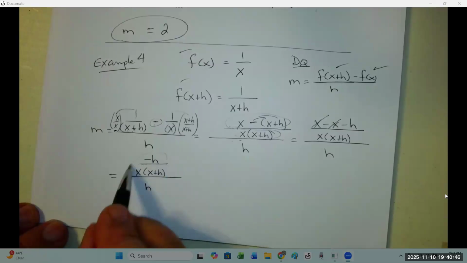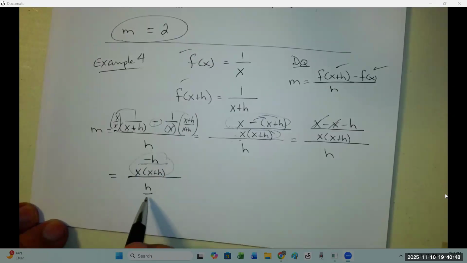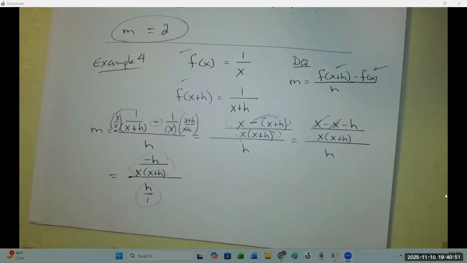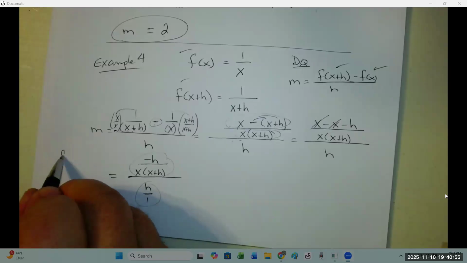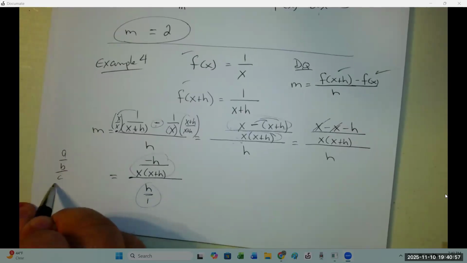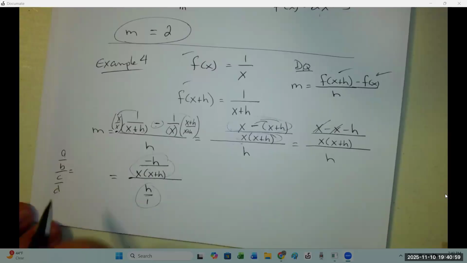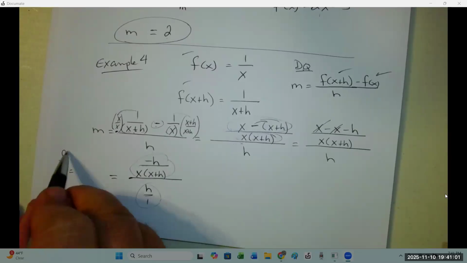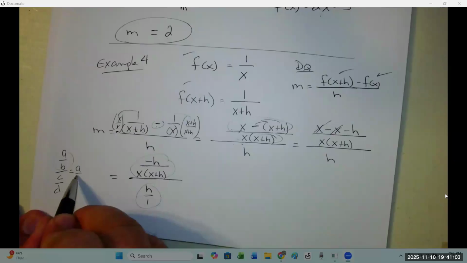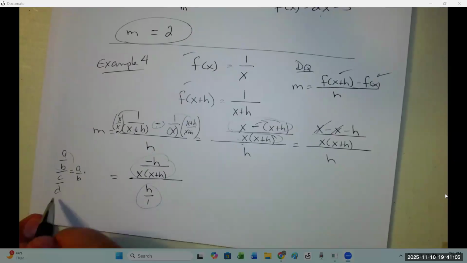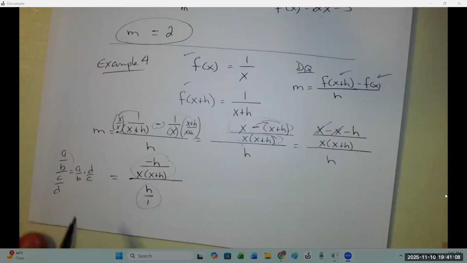Now we have a fraction on top, we have a fraction on the bottom. This is h over 1. Whenever you have a fraction over a fraction, it's called a compound fraction. Whenever you have a fraction on top and bottom, take the top fraction and leave it alone, multiply by the flip of the bottom.